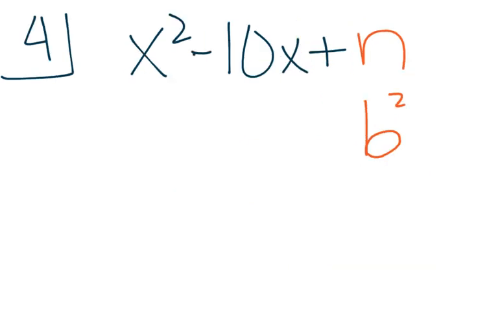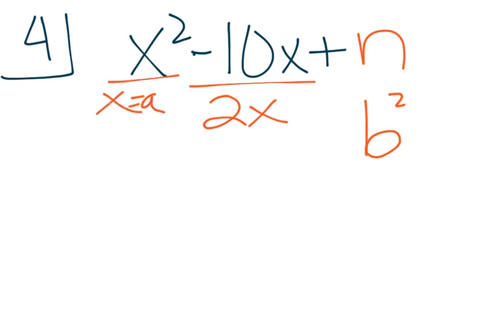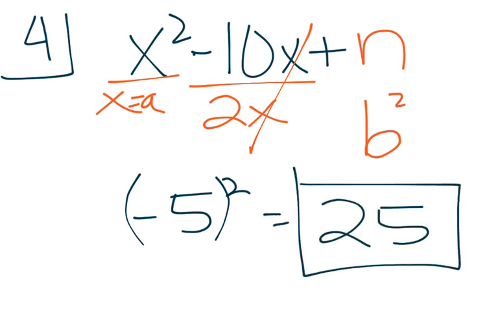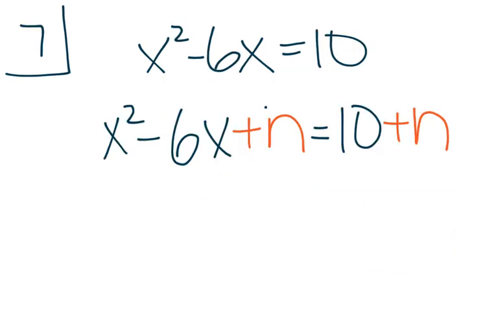For number 4, once again, we want to find b squared. So we're going to divide this middle term by 2x, since we know that a is x. Okay, so the x's cancel out, and negative 10 divided by 2 is negative 5. So if we square this, negative 5 times negative 5 is 25. So that means n equals 25. And that's the answer for number 4.